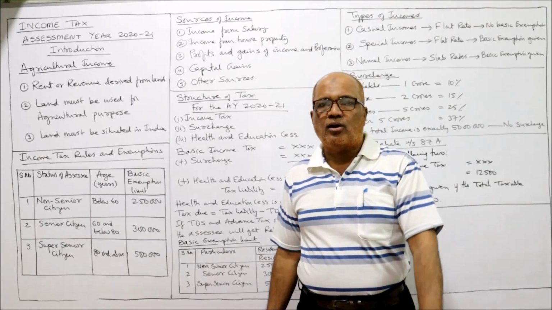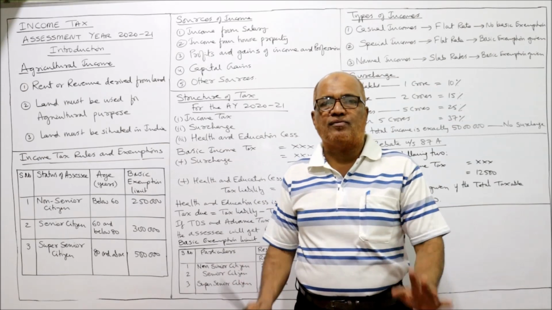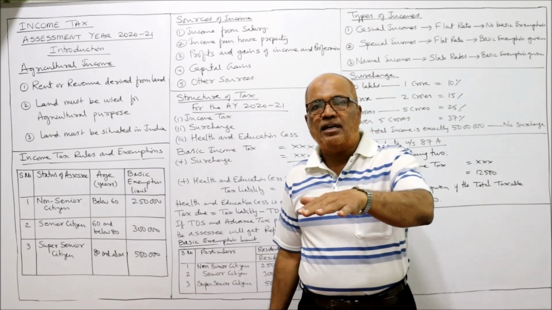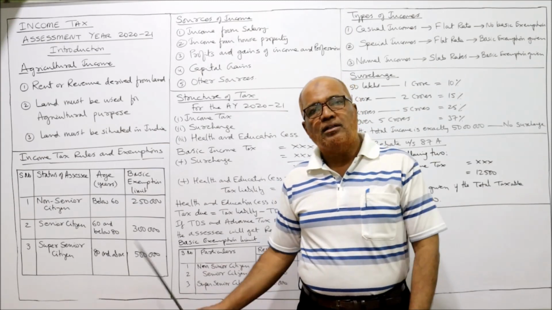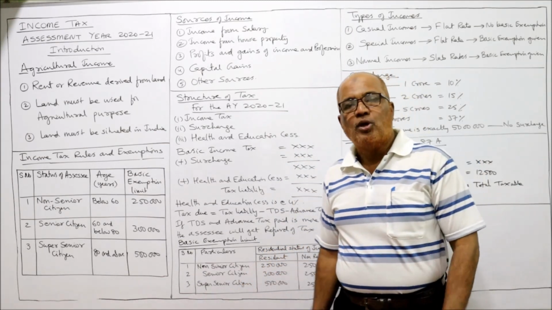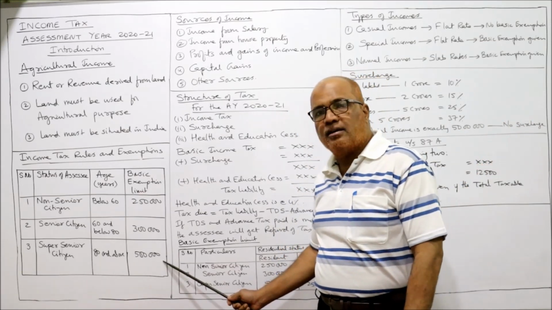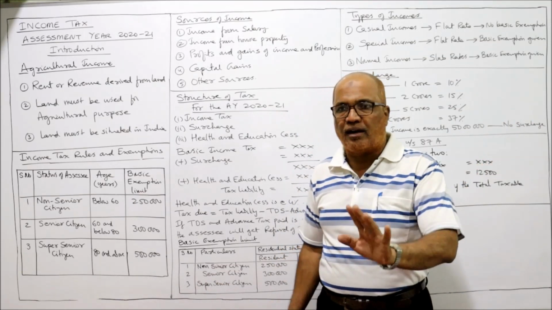Non-senior, up to the age of 60 years: 2,50,000 basic exemption limit. Over 60 years but up to 80 years: 3 lakh rupees is the basic exemption limit. Super senior, 80 and above: 5 lakh is the basic exemption limit for the current assessment year.